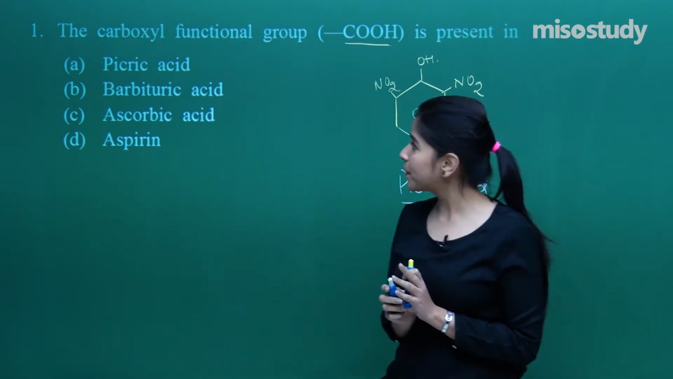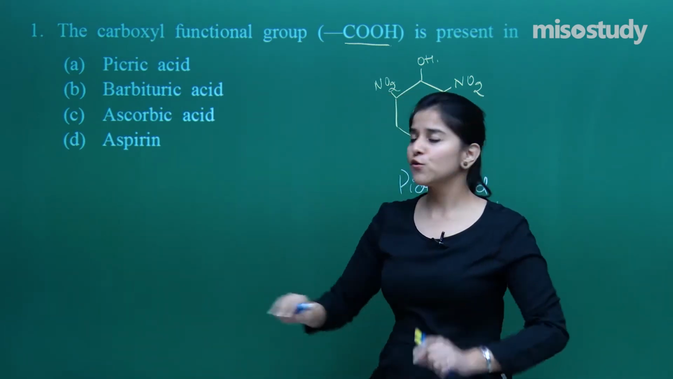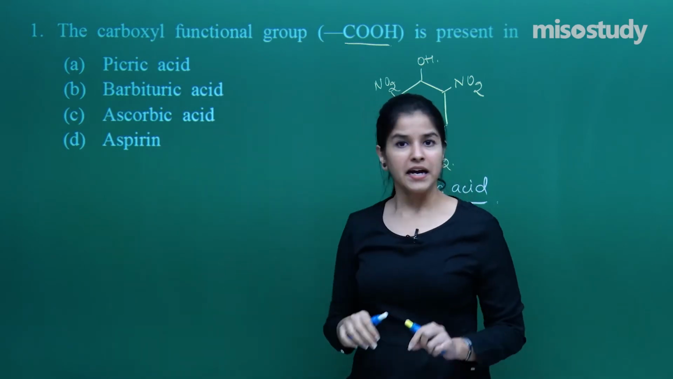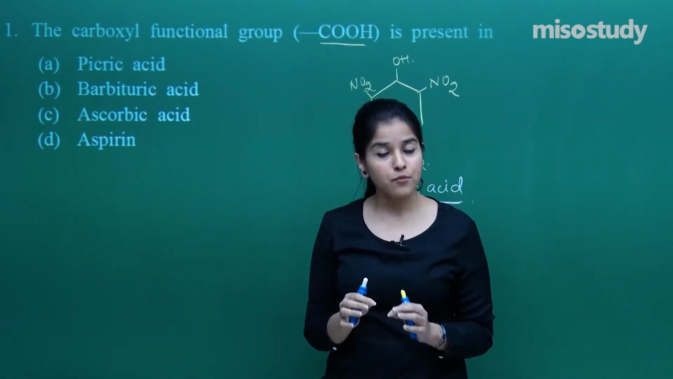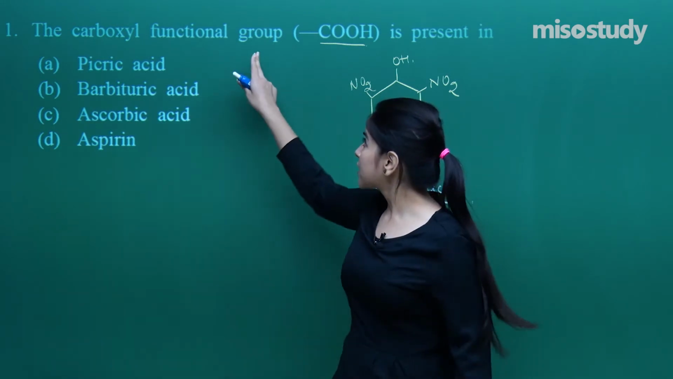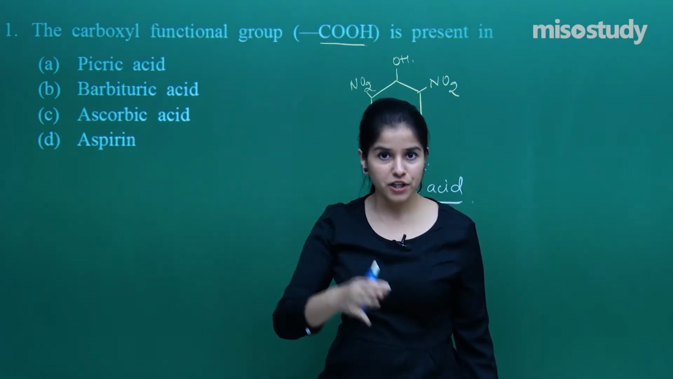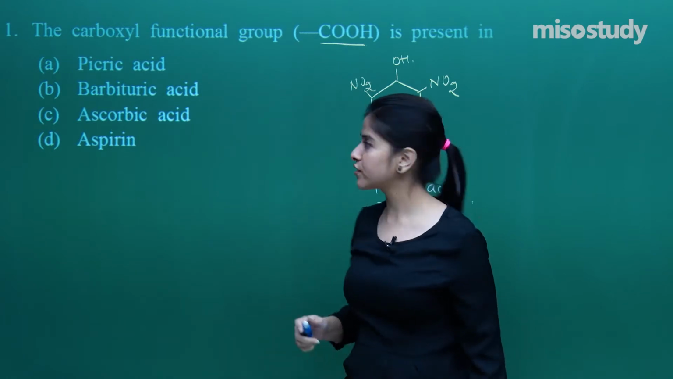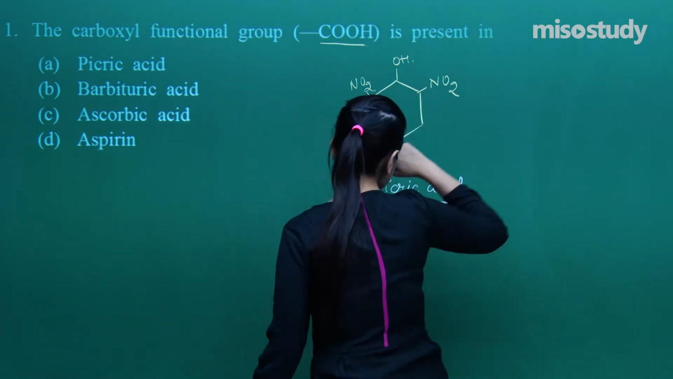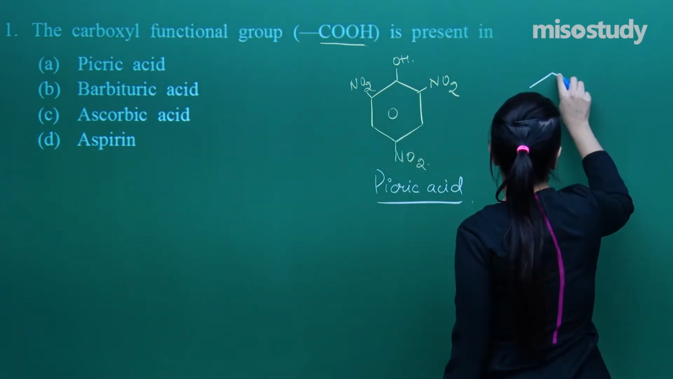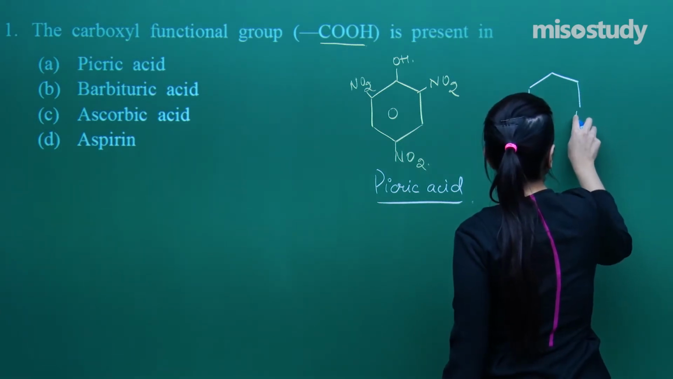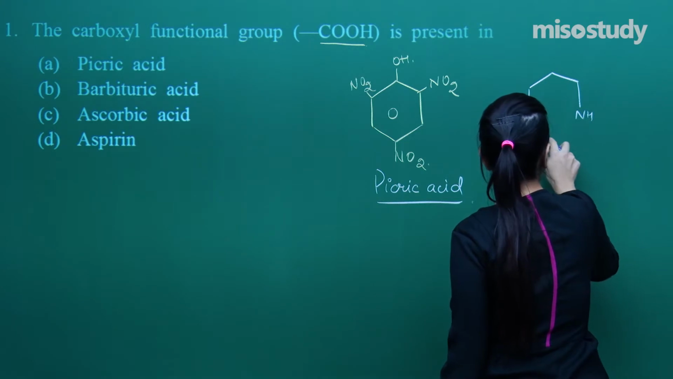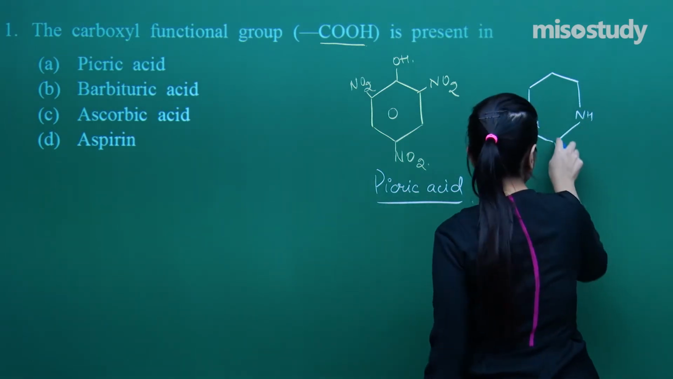Now let's move on to barbituric. So do not get confused by this term acid. It does not mean that there will definitely be a carboxyl group or carboxylic group present over here. So you need to have a proper information of the structure first. So what is barbituric? So let us just move on to the barbituric. So that is what barbituric is.